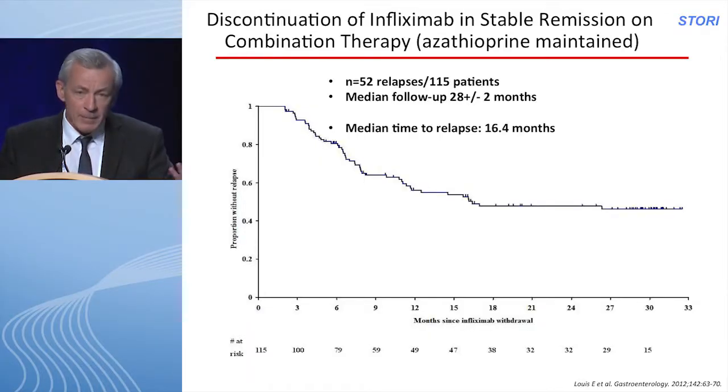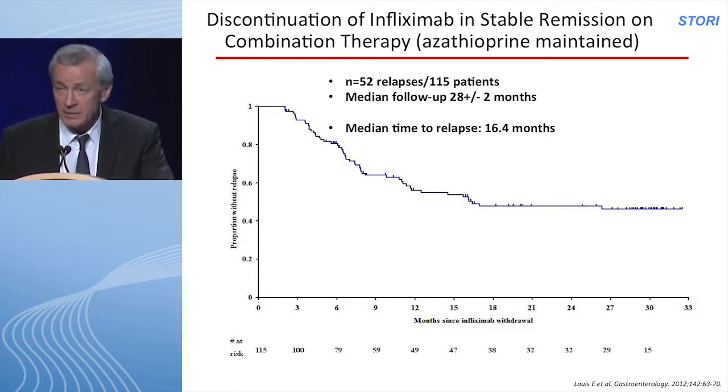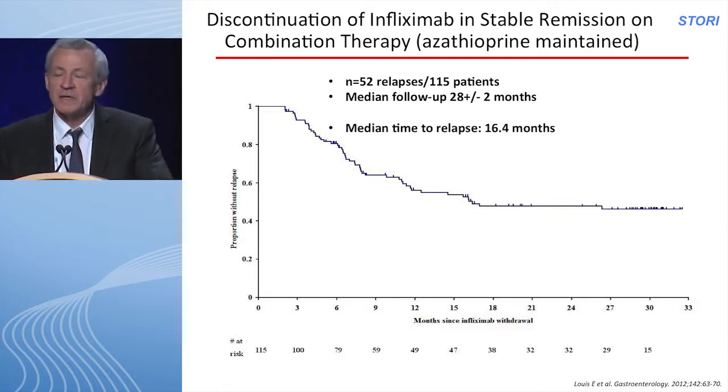But it's very important to note on the right-hand side that there is still a question mark about the long-term impact, that the trough levels of patients who continued were higher than the trough level of patients who stopped the immunomodulator. What about stopping the infliximab? This is a result of the STORI trial. So this is a study where we took patients on combo therapy, maintained on azathioprine, and infliximab was stopped. And I'm sure you know the data, because basically when you look at this curve, it's not so good, because 50% of patients relapse within 2 years.